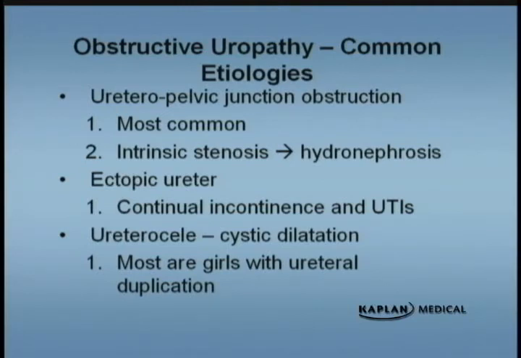When we discussed primary enuresis, we talked about primary nocturnal enuresis, but we also mentioned some anatomic problems, and an ectopic ureter can certainly be a cause of primary enuresis. Ureterocele is a cystic dilatation. You're going to see that in girls that have a ureteral duplication.